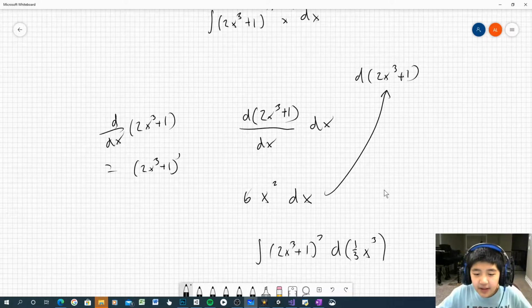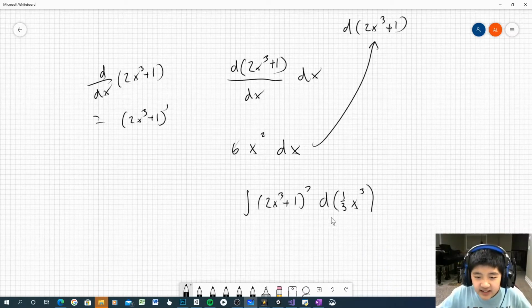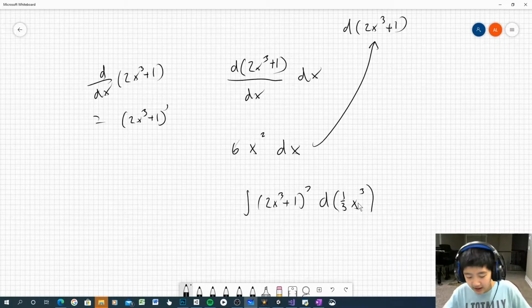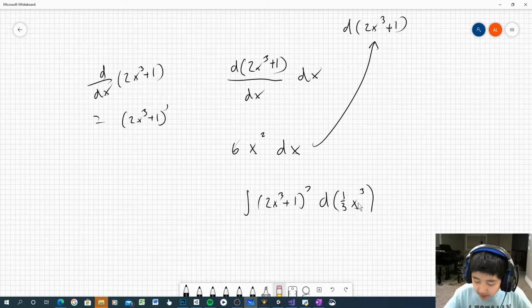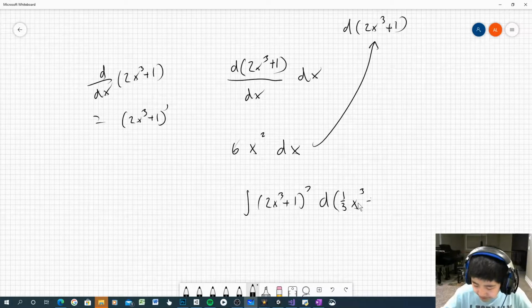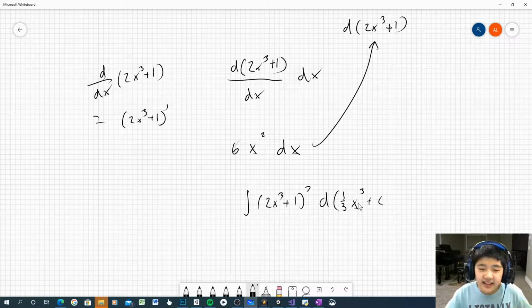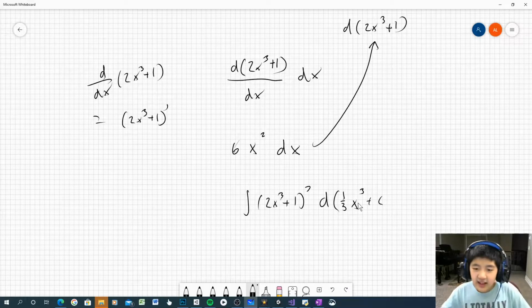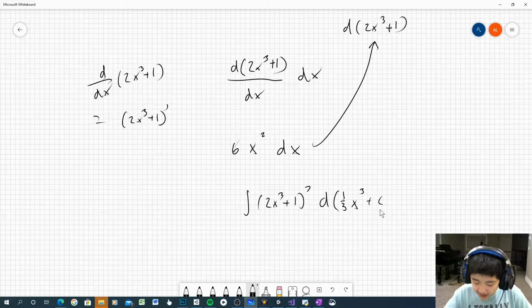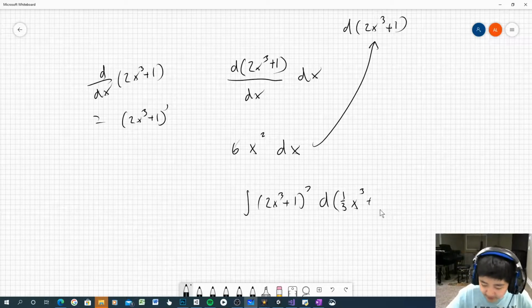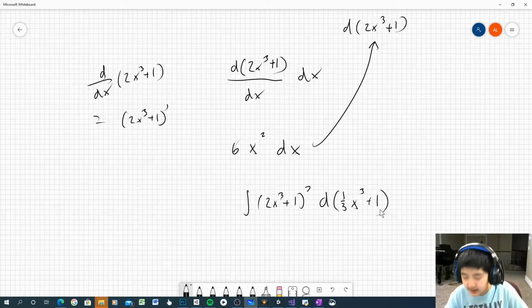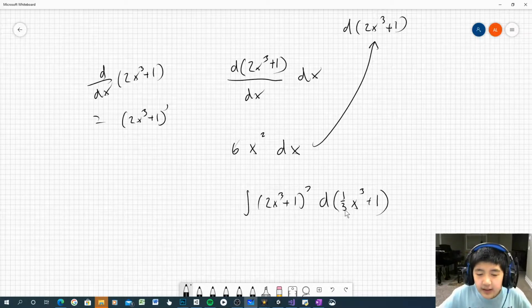But then we have one problem. This doesn't look like that yet. But remember, when we take an integral, remember where we have a plus c? We can set c to whatever we want. And over here, we have 1. So we can just set c as our 1, just like that.